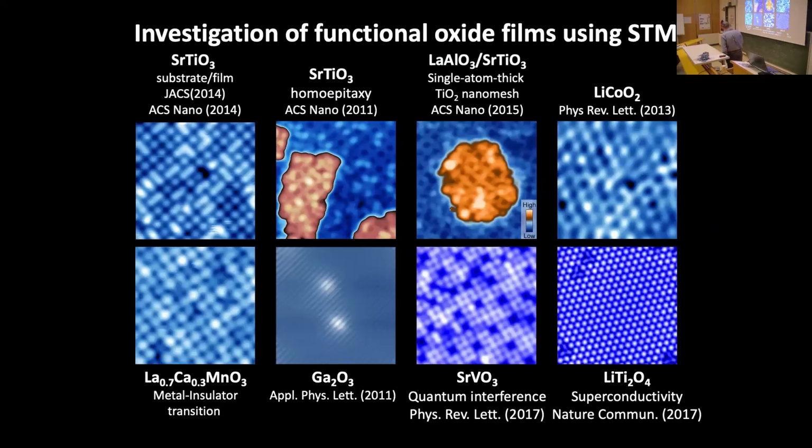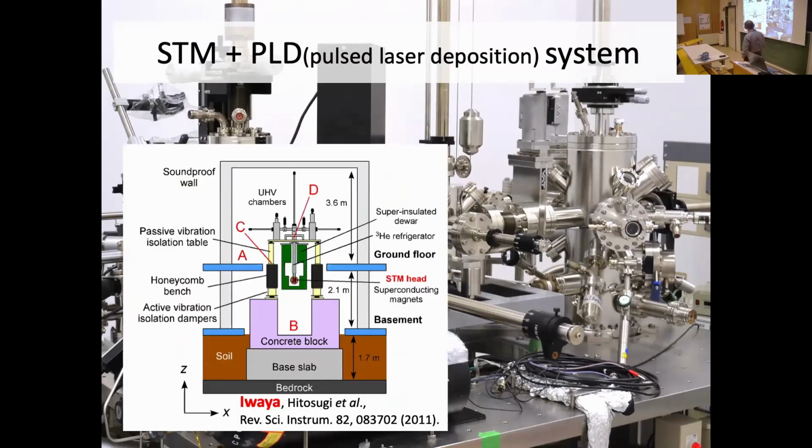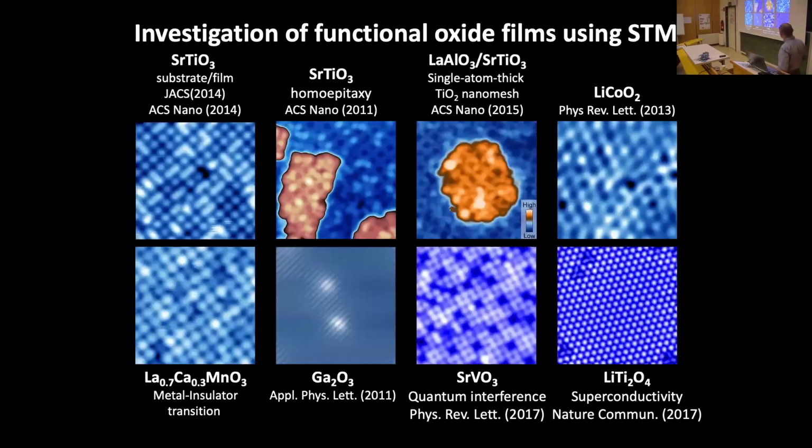And then we deposited thin films using pulsed laser deposition. This is a growth chamber, connected to the low temperature STM, and we made the system. We studied many oxides like strontium vanadate. You can see oxygen, and you can see vacancies, or these are titanium d orbitals. I did this research when I was at Tohoku University.